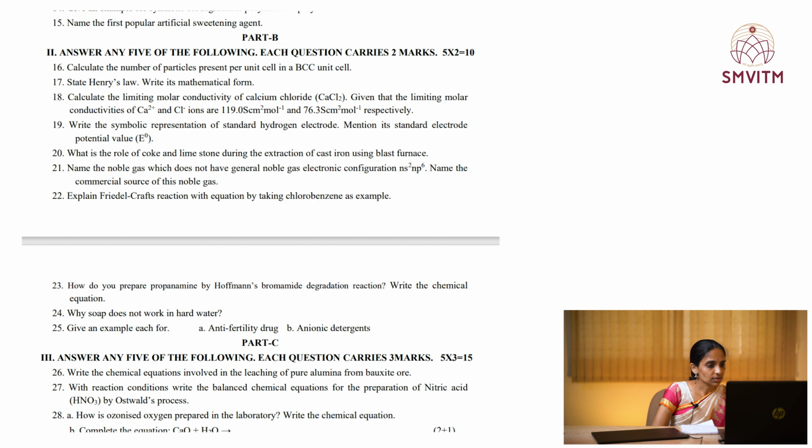The 24th question is from Chemistry in Everyday Life. Why does soap not work in hard water? Because hard water contains calcium and magnesium ions which react with the soap, and they form an insoluble gummy mass that sticks to the cloth. So this is the answer. You can also give the equation for the process.